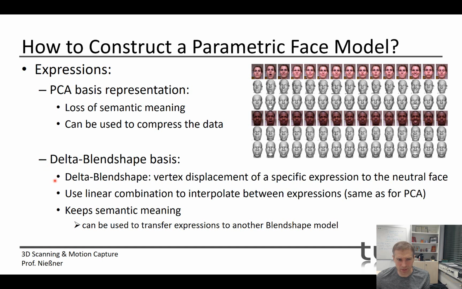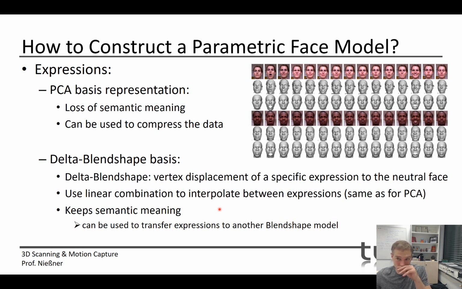They use these delta blend shapes, meaning they use vertex displacements of a specific expression relative to the neutral face, right? It's kind of like using a linear combination to interpolate between the expressions, unlike the PCA. I mentioned this before, right? It's very straightforward. With this idea, you can keep the semantic meaning, but now it's a PCA based on the expressions. That's the delta relative to the neutral pose, right? And then you can also do things like, oh, we can transfer expressions to another blend shape model, right?